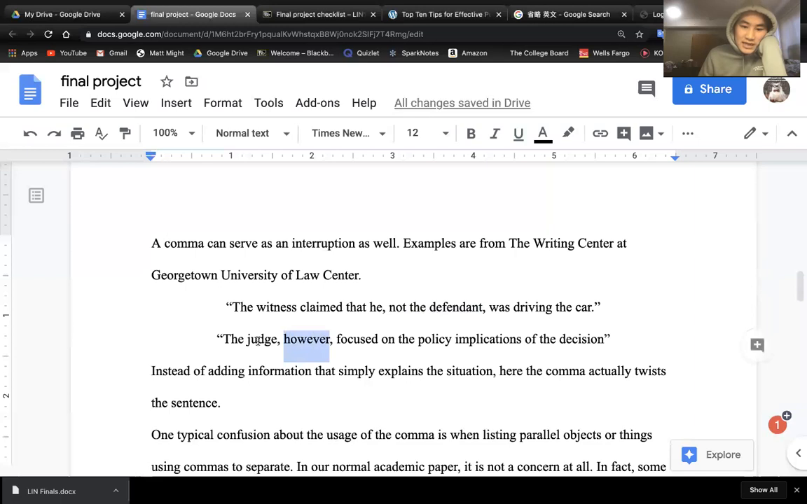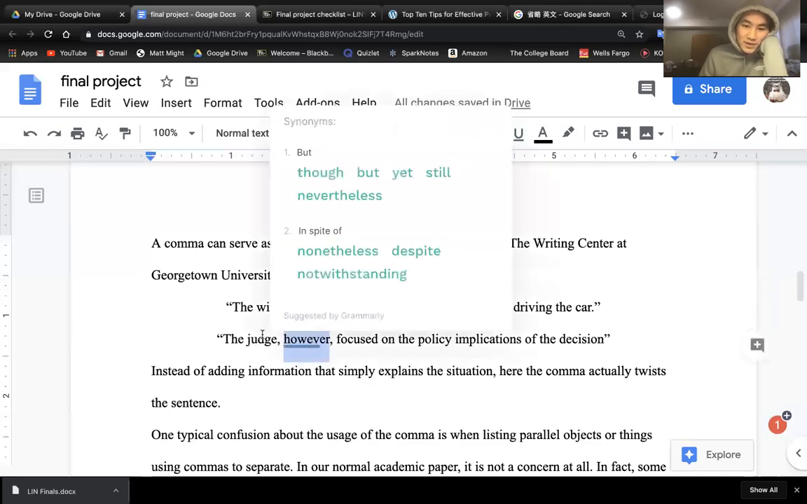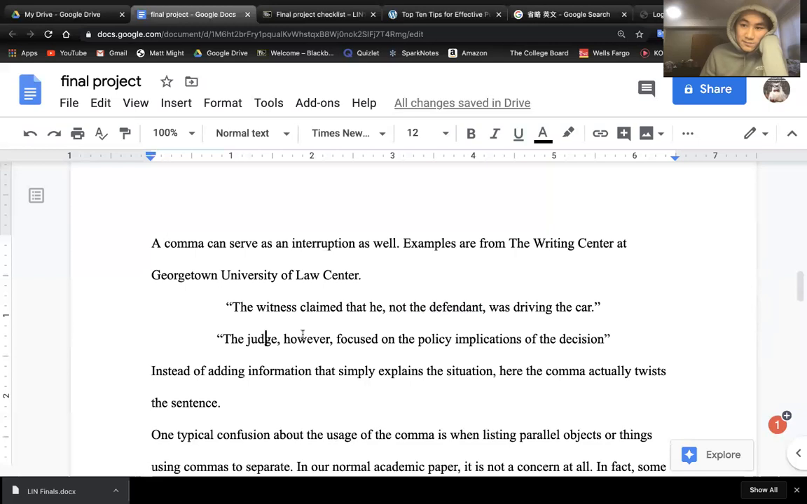Here we can say that the conjunction "however" provides a twist to the sentence. If we just say the judge focused on the policy implication of the decision, it does not satisfy the need of saying that the judge, instead of doing other things, chose to focus on policy implications of the decision. The context provided by "however" is necessary throughout the entire sentence.